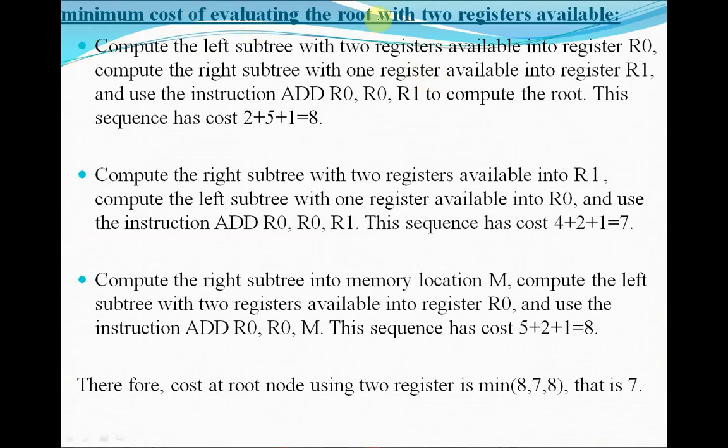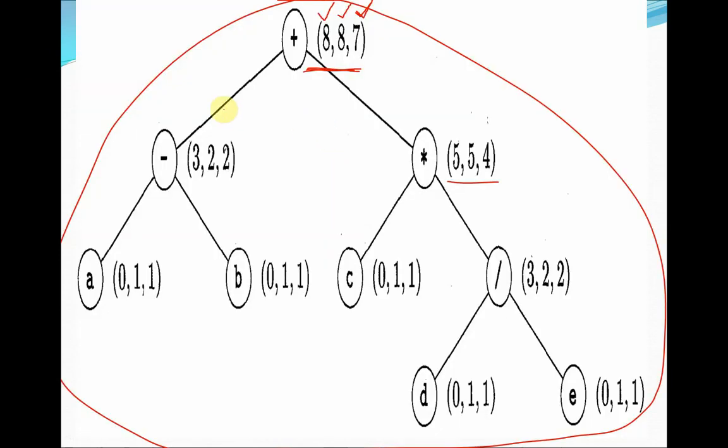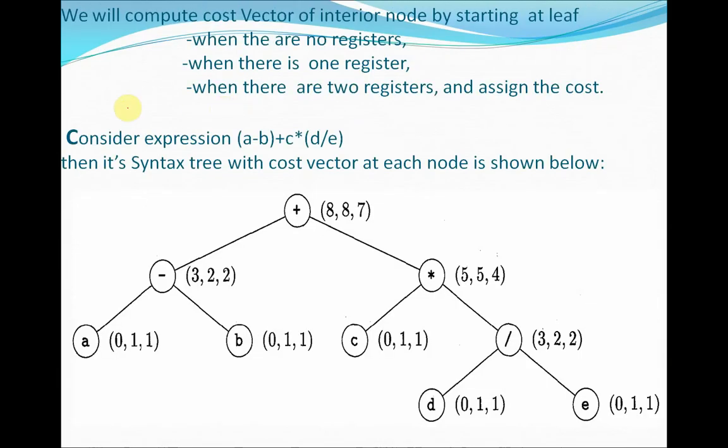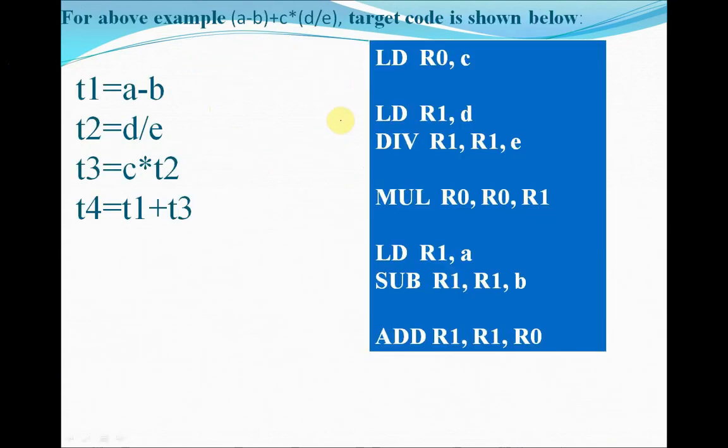So the minimum cost of evaluating the root node with 2 registers is defined here. So I am getting 8, 8, 7. So I am finding the best one is 7. So I should use 7 instructions to translate this intermediate code into target code. Final solution we will see.